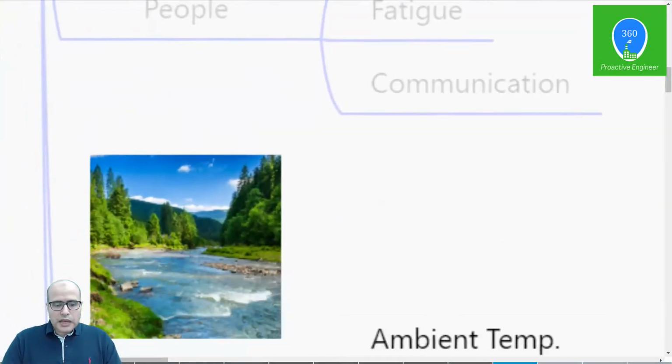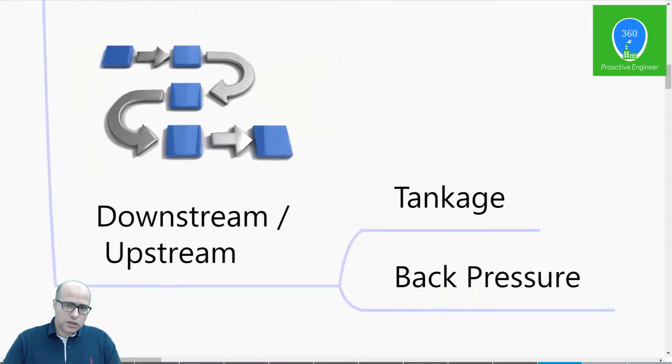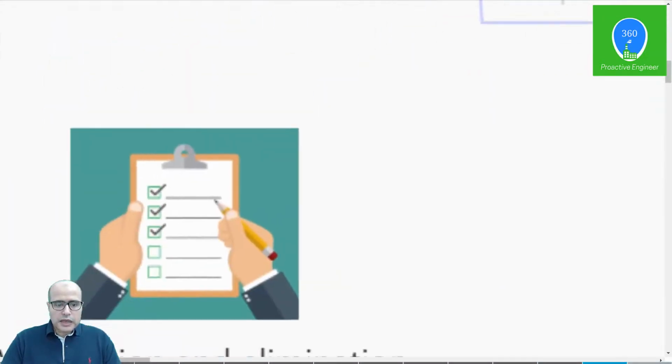Also, we should consider what is happening to the environment. Maybe the ambient temperature will change. Maybe there is rain. Also, we should think about that when we are making our root cause analysis. Maybe it is not about the equipment itself. Maybe it came from the downstream or upstream equipment, like the tank related to this pump that we have a problem with. Maybe it is the back pressure from the downstream equipment. So thinking about the downstream and upstream will also be a good area to look at.